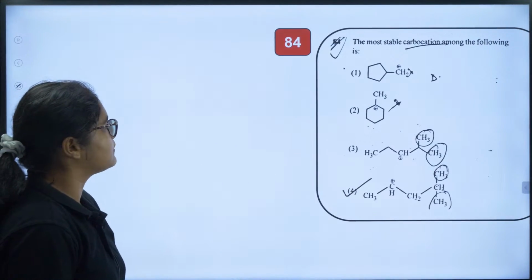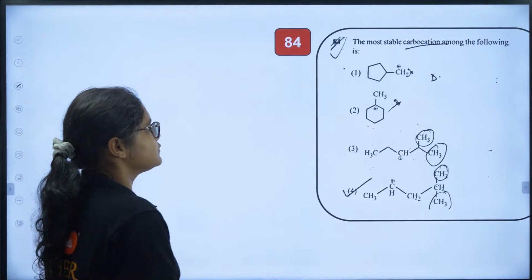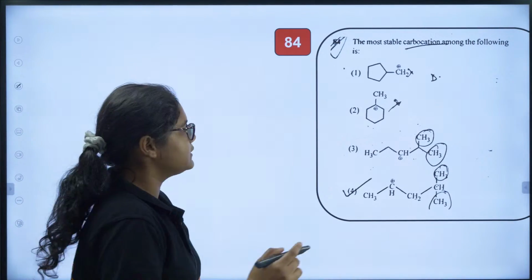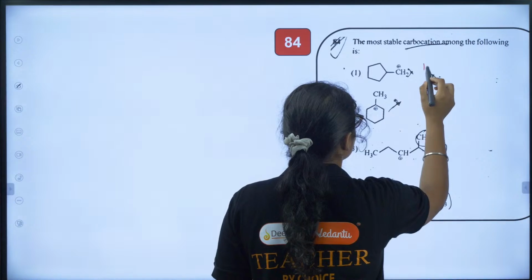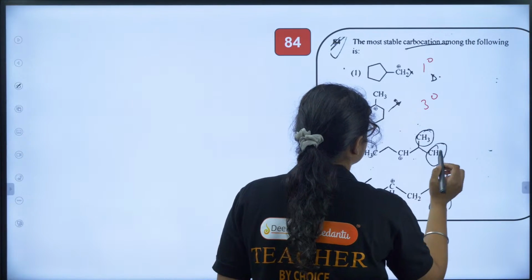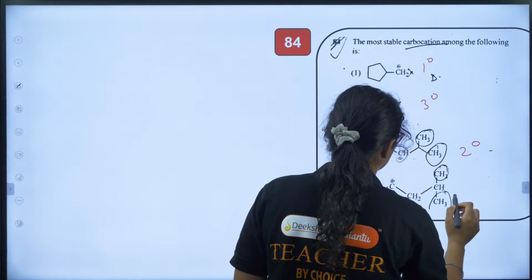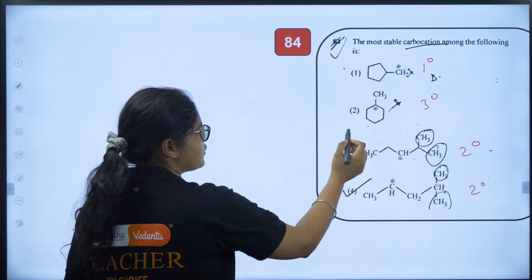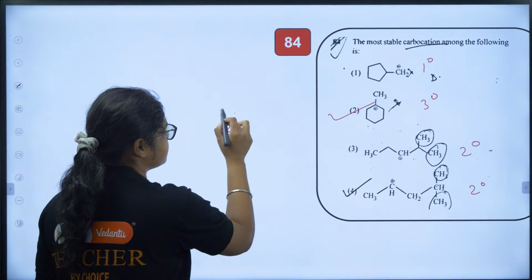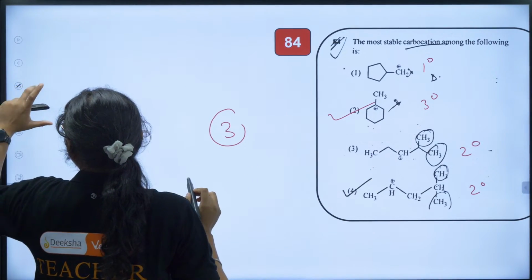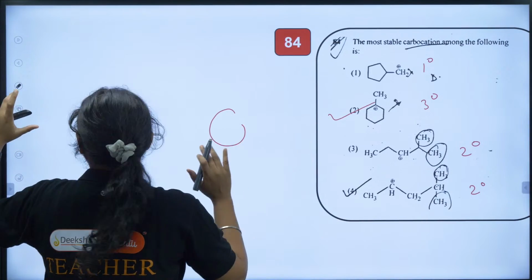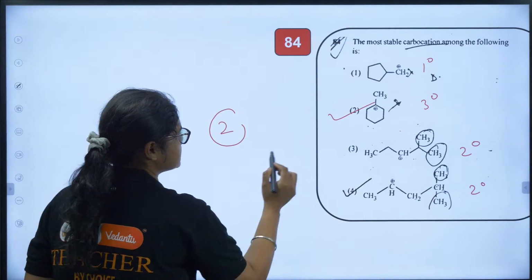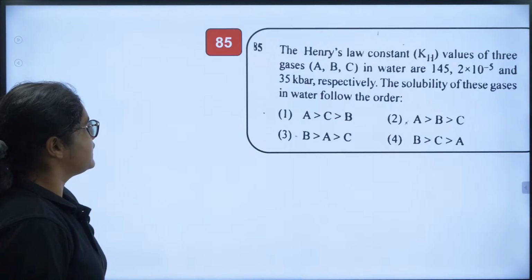The most stable carbocation among the following is, so the 3 degree, 2 degree, 1 degree. So this is a 1 degree carbocation. This is your 3 degree carbocation. This is your 2 degree carbocation. This is a 2 degree carbocation. So obviously the second option, the tertiary carbocation, which is given in option number 2, that is the correct answer. Okay. Now let us see the next question.